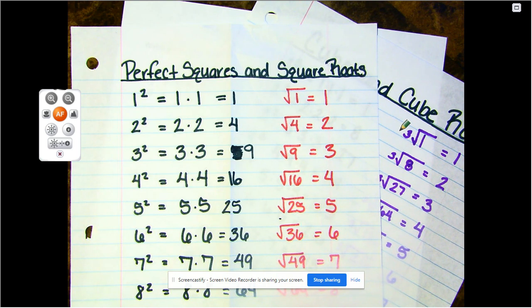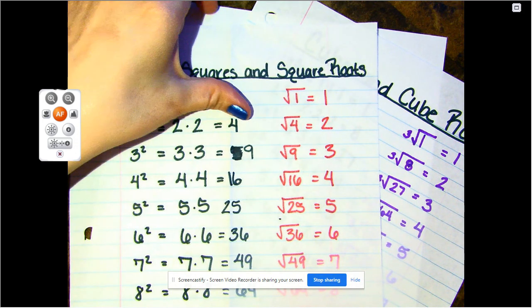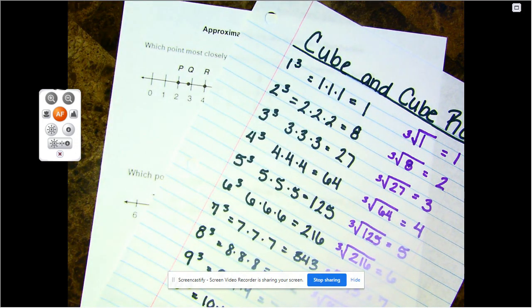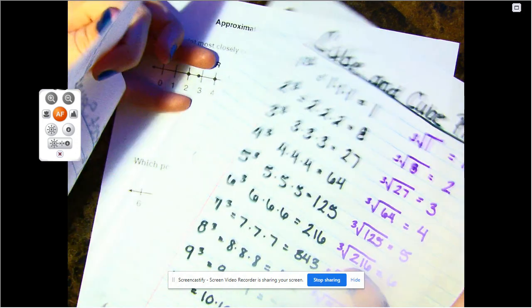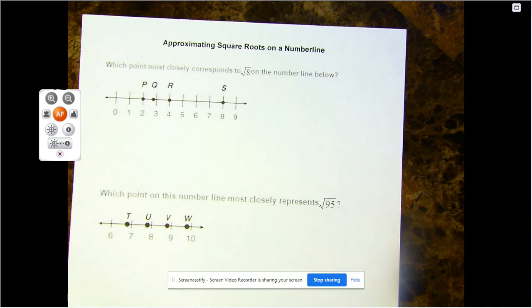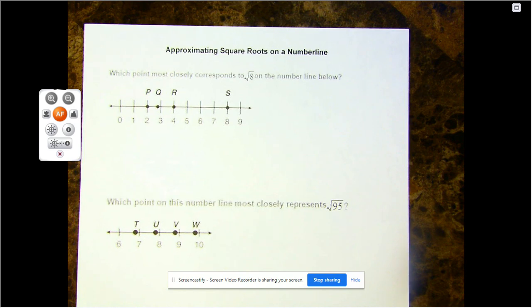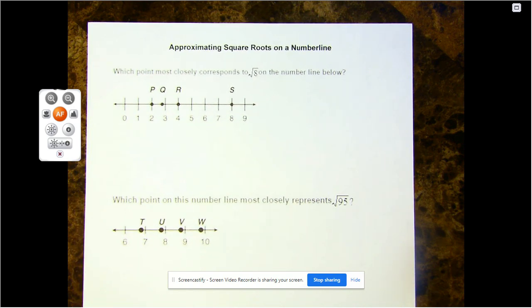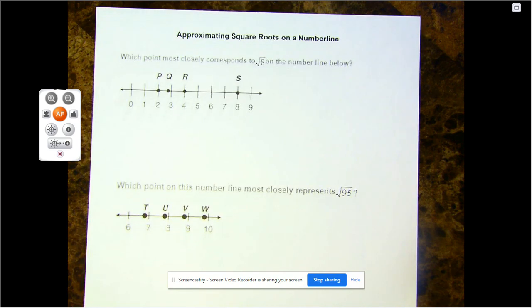Okay, in this particular video, you are going to need your list of perfect squares and square roots, your list of cubes and cube roots, because we are going to be approximating square roots and also cube roots, which you're going to get to in the practice assignment today. But we're going to be approximating these on a number line this time.